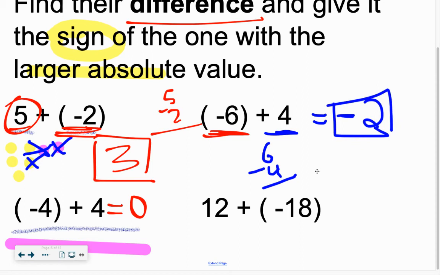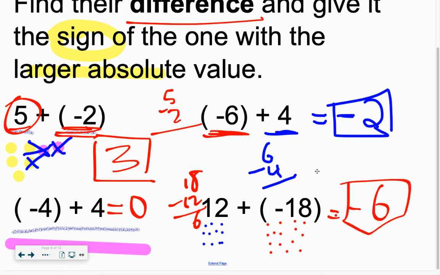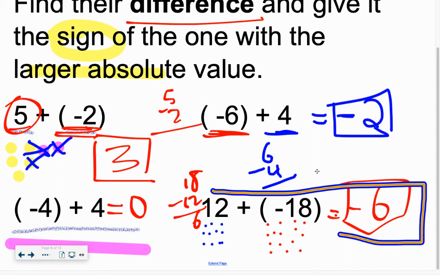Down on the bottom, again, if you want to think about 12 yellow chips and then 18 red chips, which one has more chips? The reds do. So it's going to be a negative. How much more? Well, what is 18 minus 12? There might be some larger numbers on your assignment where you might have to do some math on the side. That is a-okay. Just again, remember that when you're doing this, you need to put down the whole problem and the answer. Don't just make that negative 6 magically appear.